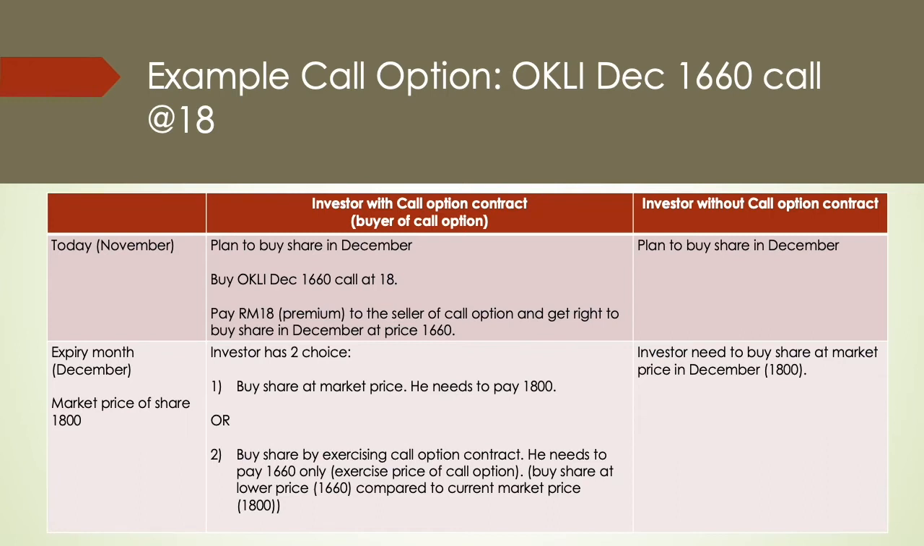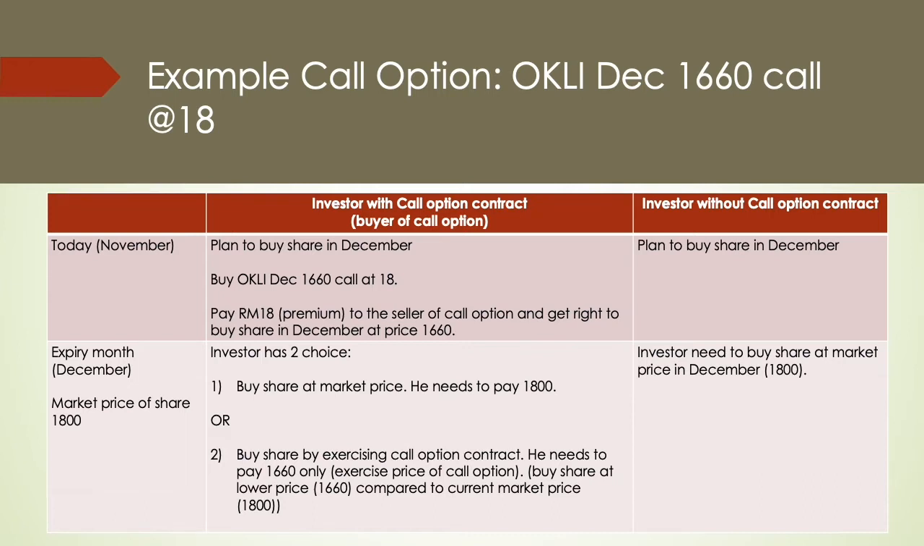To understand how the call option contract operates, let's say today in November, you have two types of investor. The first one is the investor with a call option contract, or we call it a buyer of call option, which means this investor buys the call option contract. The second type of investor is the investor without a call option contract. So let's say today in November, both the investor with the option and the investor without the option plan to buy shares in December.